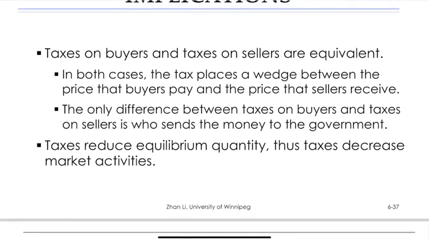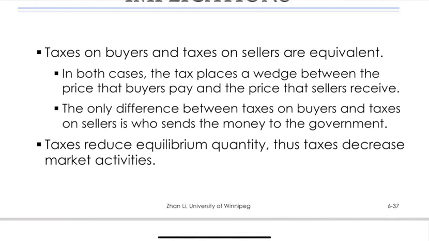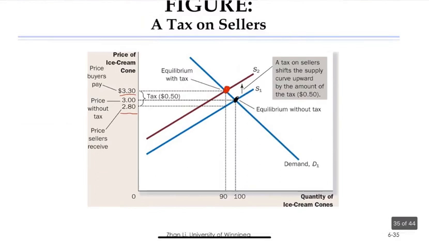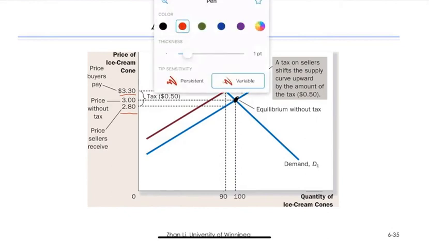So let me summarize. Basically, taxes on buyers and taxes on sellers have the same result on market equilibrium and on market price and quantities. In both cases, the tax places a wedge. I like this word, right? It's a wedge between the price that buyers pay and the price that sellers receive. So why do we have a wedge here? This is actually fairly intuitive graphically. So it is a wedge. Let me draw out this wedge.